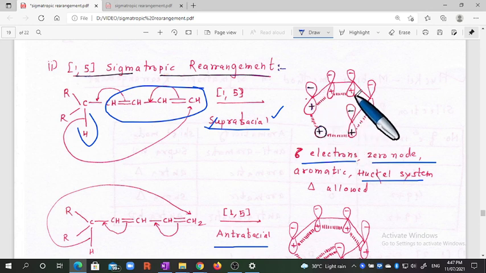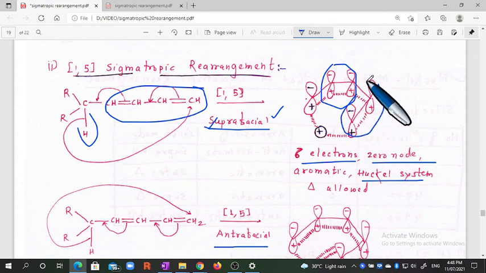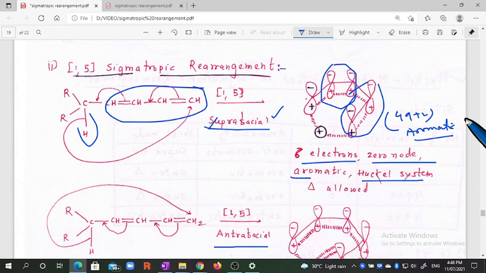Okay, your hydrogen is migrated suprafacially. Therefore the same lobes, all are the same lobes on these two. Okay, these are the pi bonds and these are pi bonds. Therefore a total of 6 electrons easily revolve, and therefore the 6 electron system is a 4q plus 2 system, and it is aromatic. According to Huckel, a 4q plus 2 system must be an aromatic system. Therefore if the system is aromatic, it is thermally allowed.